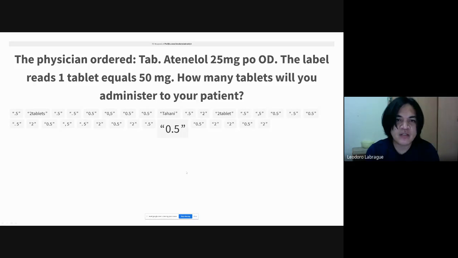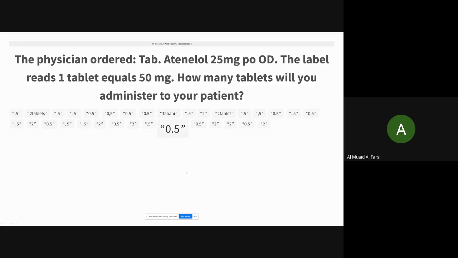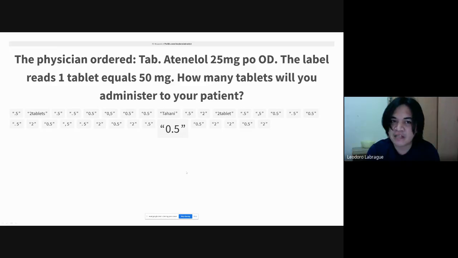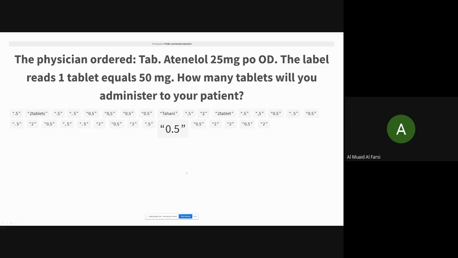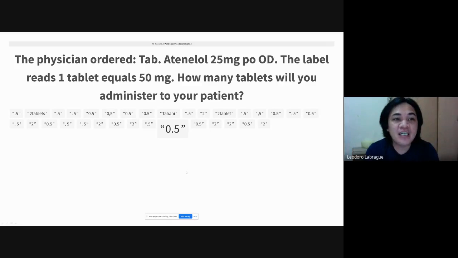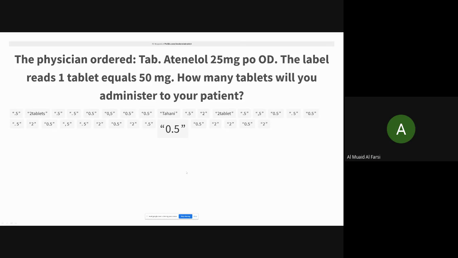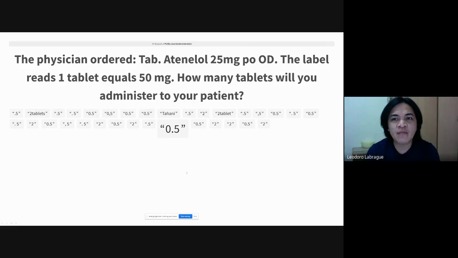Desired, what is the desired order by the doctor? Read the order. What is the order of the doctor? How many milligrams does the doctor want to give? 25. Very good. The desired is 25. What is the available that you have? 50 milligram. Yes. So you need to give 25 milligram, but the available is 50 per tablet. So how many tablets do you give?